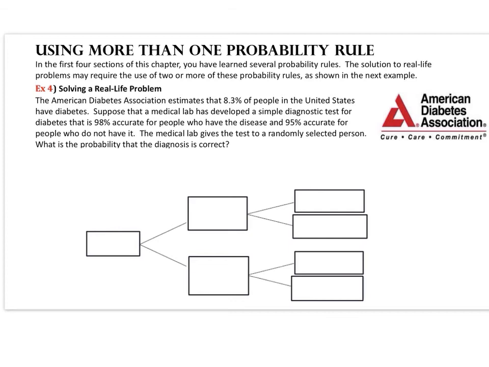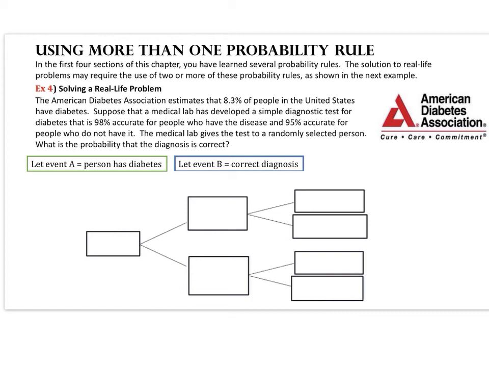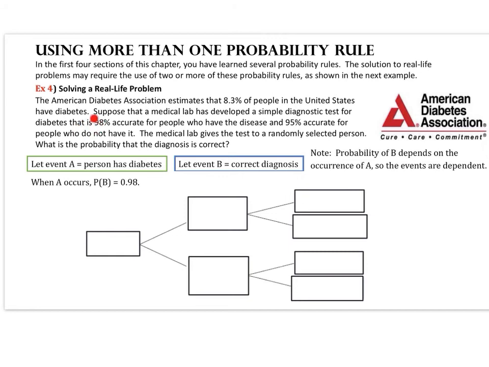First, let's define our events. Let event A be a person who has diabetes. Let event B be a person with the correct diagnosis. Note, the probability of B depends on the occurrence of A, so the events are dependent. When A occurs, the probability of B is 0.98, and that's based on information that we're given in the text. When A does not occur, the probability of B is 0.95.